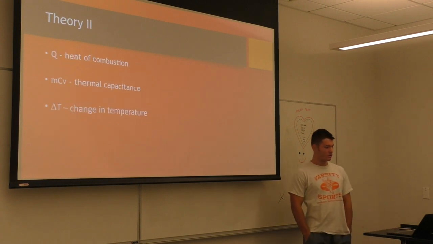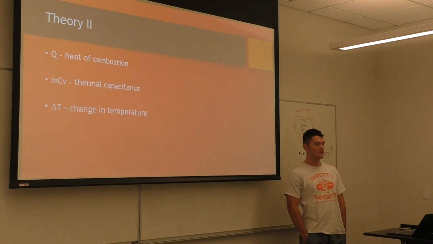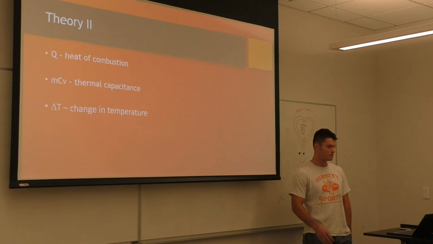So Q, before I get into the actual equations, given some definitions, Q is the heat of combustion. MCV is the thermal capacitance, with M being the mass and CV being the specific heat, meaning the heat per unit of mass. And then delta T is the change in temperature of the system.